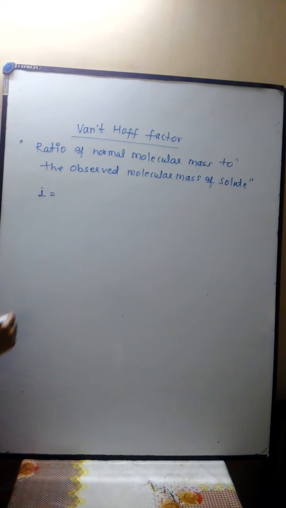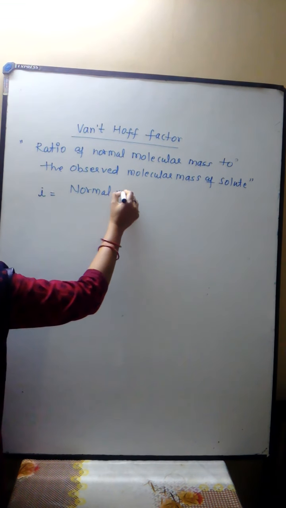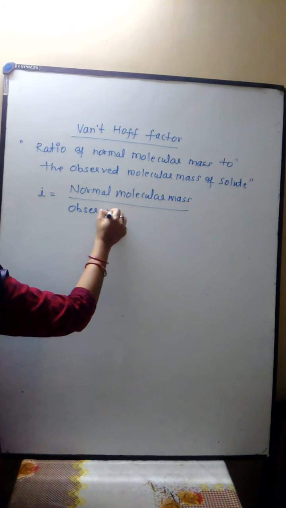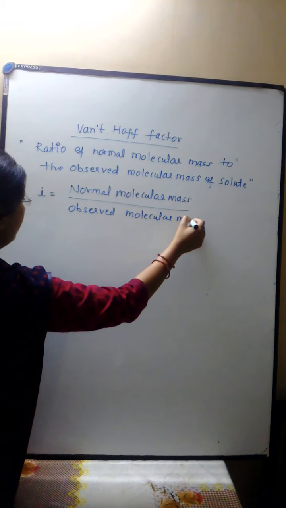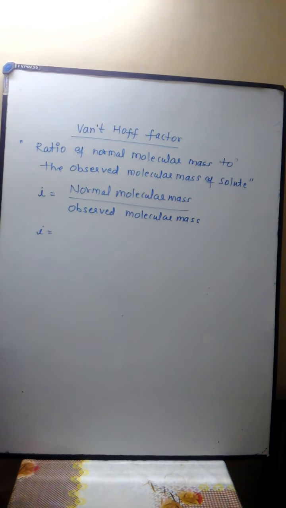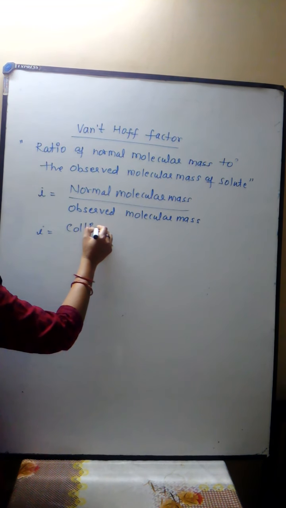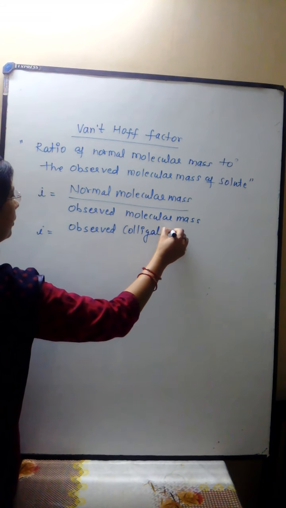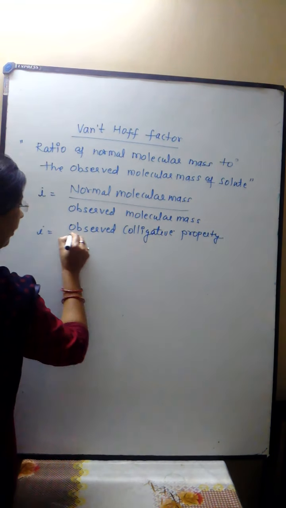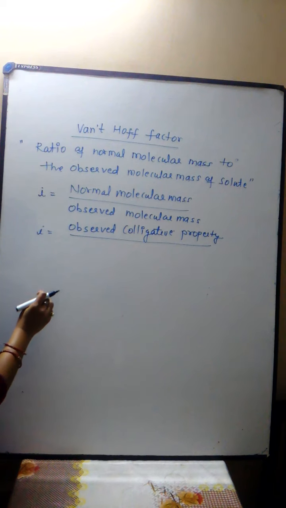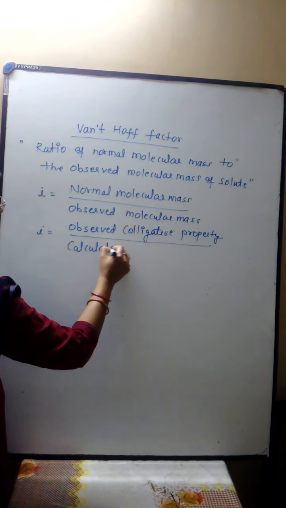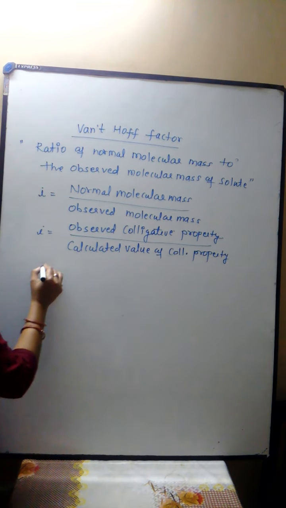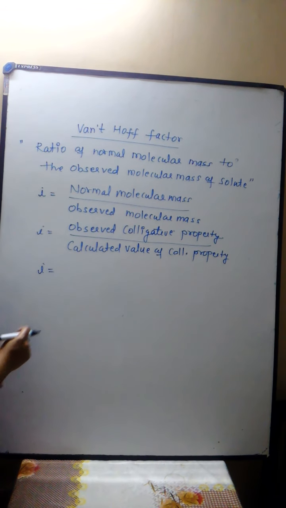So i equals normal molecular mass upon observed molecular mass, or the observed colligative property upon the calculated value of colligative property.